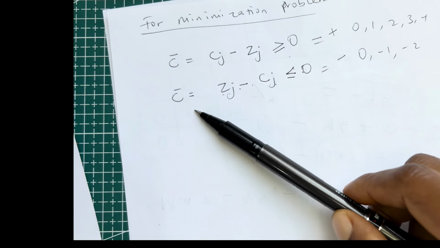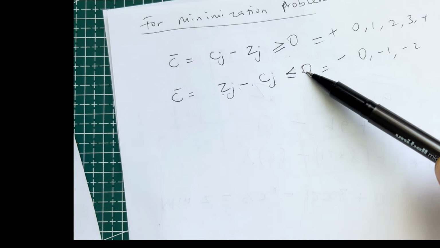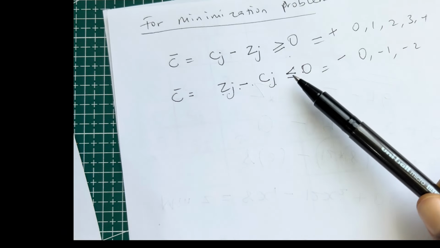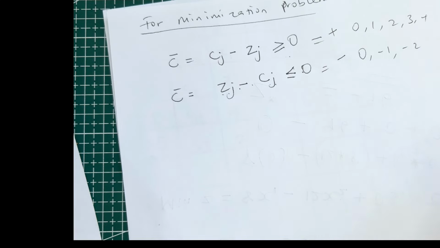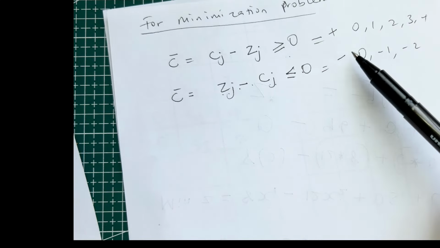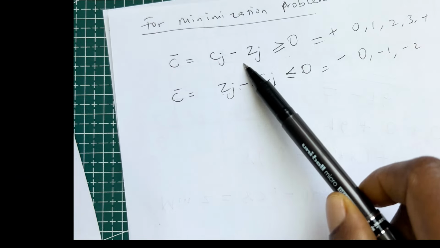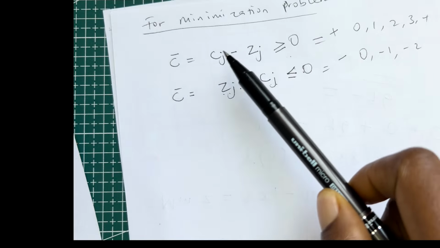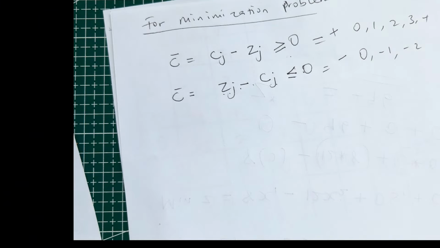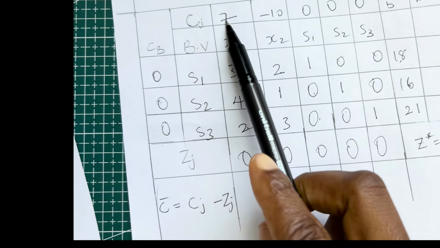If you're using the formula Zj minus Cj less than or equal to 0, for you to reach optimality, the numbers should be less than or equal to 0. That means everything tends to the negative. We have 0, minus 1, minus 2. But since I'm using this formula, for me to reach optimality, my reduced cost needs to be 0 or positive numbers. Since I'm using this formula to get my reduced cost, which is Cj, we have 7.